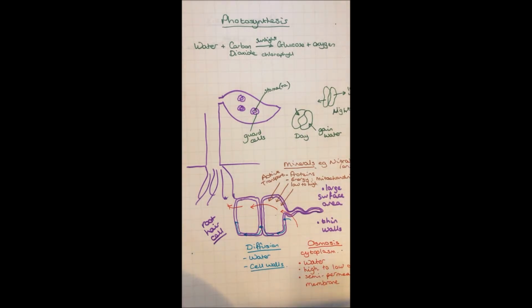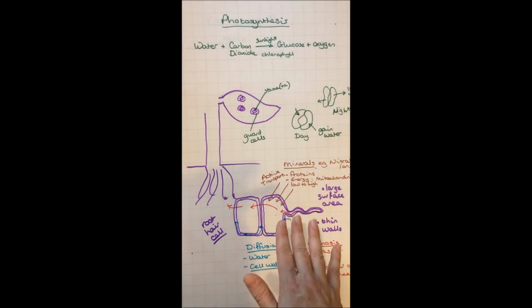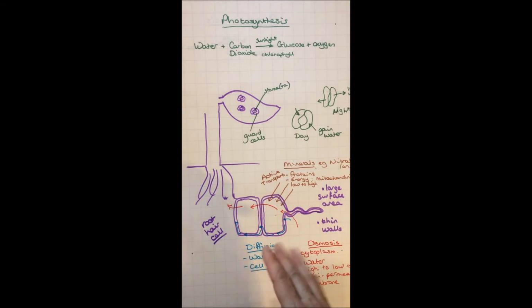Now, plants have to have stomata because they want to be able to let carbon dioxide in and also to get rid of their waste oxygen. But as a consequence of that, the downside of that is that they do also lose water vapour through their stomata. And that's why at night time they shut them to try and prevent water being lost.